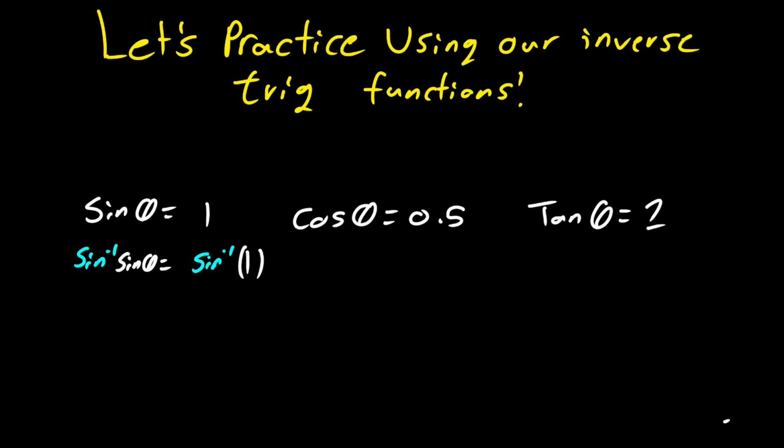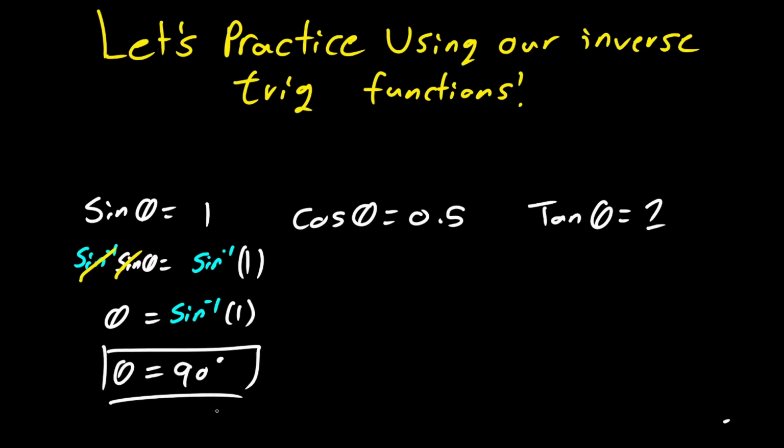So, these signs cancel out, and we end up getting theta is equal to the inverse sine of 1, which is 90 degrees. Alright, let's do the same for the cosine.